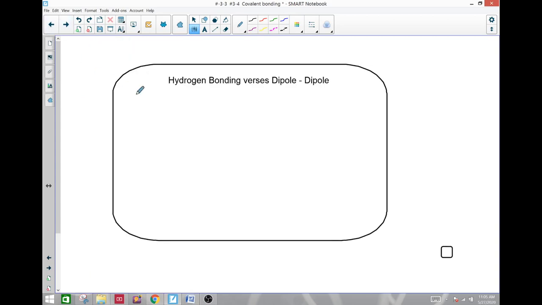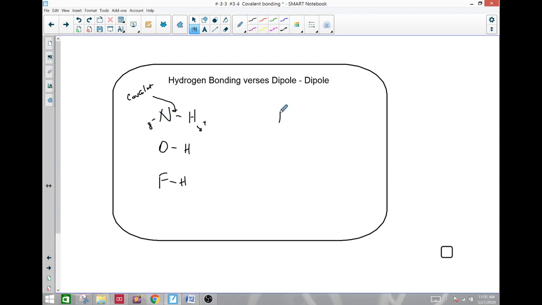Hydrogen bonding versus dipole-dipole. All right, so we have a stealer, N, O, F, and when they're bound to a hydrogen, then we call it hydrogen bonding. But again, it's really important that this bond right here is a covalent bond. That's not the hydrogen bond. All right, this becomes partial negative, this becomes partial positive.